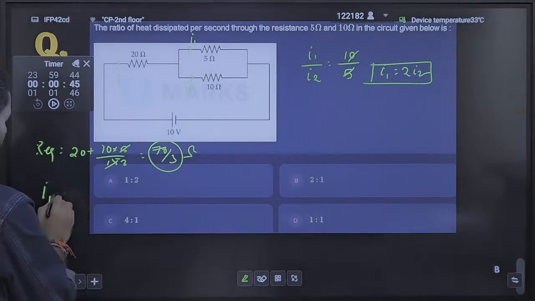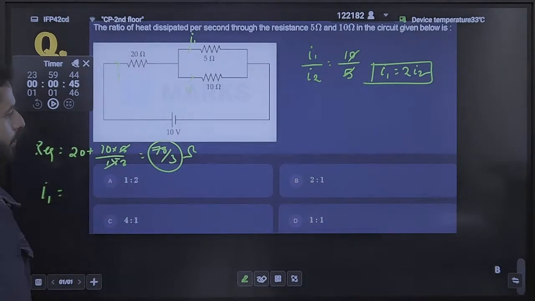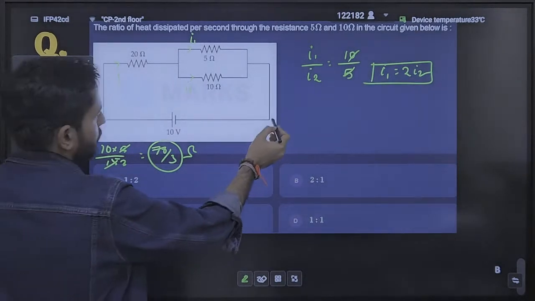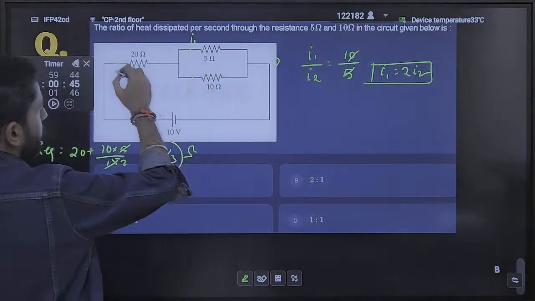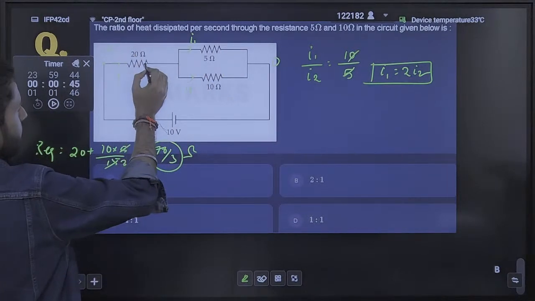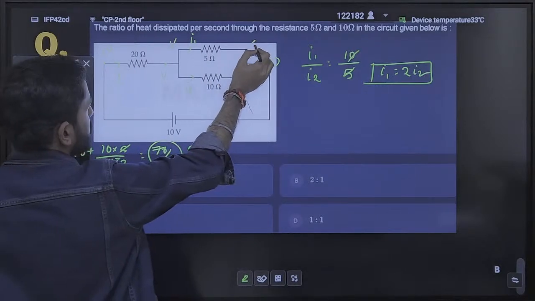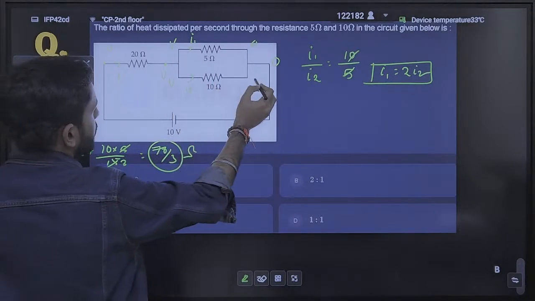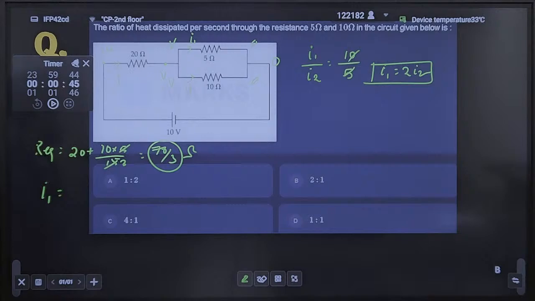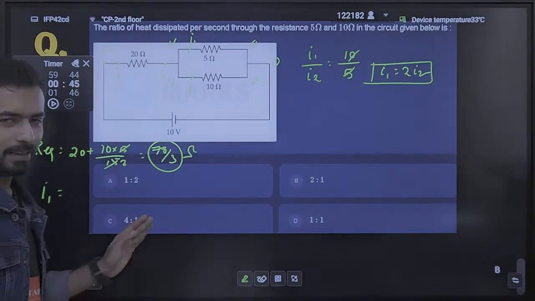Calculate how much I1 you can write. Check, this one is 0. If this is 10, you have to calculate what the potential is at this point, and the same potential difference will be coming at this point also. This is 0, this is also B, this is also 0. Then you can check what the current is. But that is a very long process.